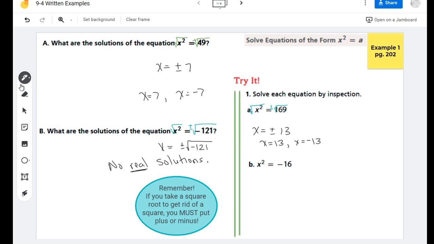And then for part B, again, I go to take the square root of each side, remembering to put my plus or minus. And so I get x equals the positive or negative square root of negative 16. And again, you cannot multiply a number times itself to produce a negative, so there are no real solutions. There are imaginary ones, but not real ones.